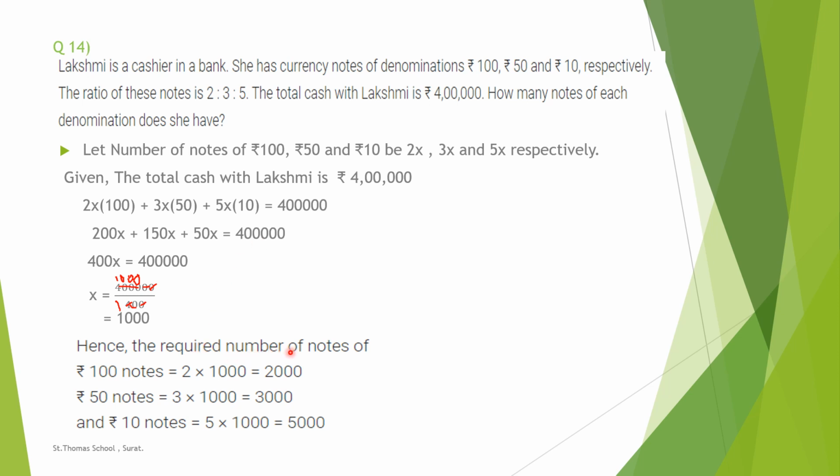Hence, the required number of notes: we got x is equal to 1000. So how many 100 rupees notes? We got 2x and x is 1000, so that is 2 into 1000, that is 2000 notes of rupees 100. Now 50 notes, that is 3x and x we got 1000, so 3 multiplied by 1000, that is 3000. And rupees 10 notes, that is 5x, so 5 multiplied by 1000, that is 5000. It's clear?